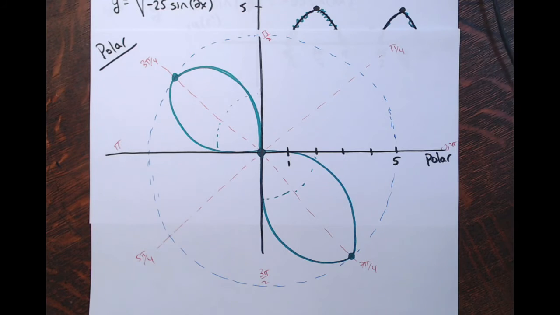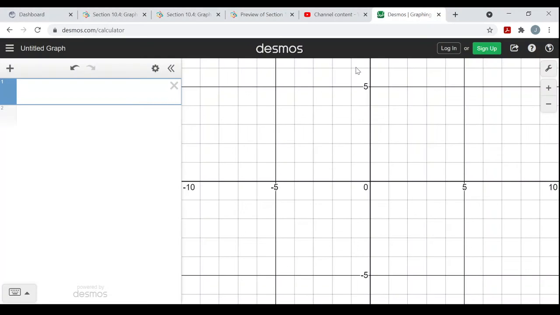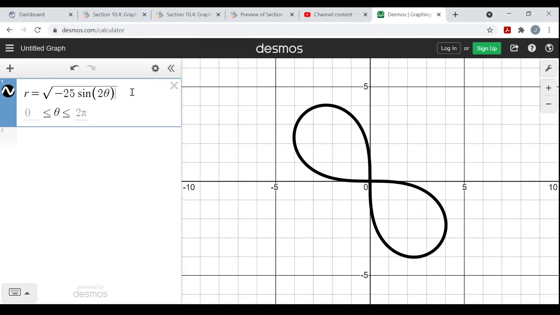Let's take a look at a better picture of this. That's all well and good by hand, but let me go to the Desmos website, Desmos.com. Now you can't put in r squared equals, you have to solve for r, get r to the first power. So I'm going to put in r equals the square root, just type in SQRT of negative 25 times the sine of 2 theta. You just type in theta. And there's the lemniscate I just drew.